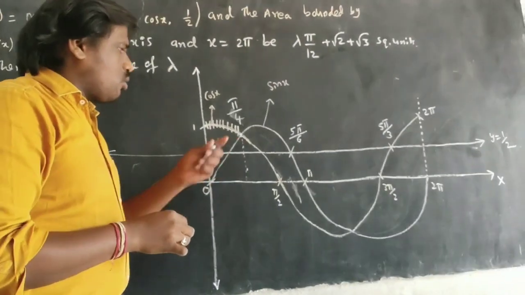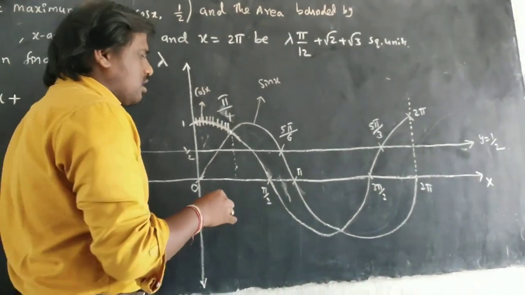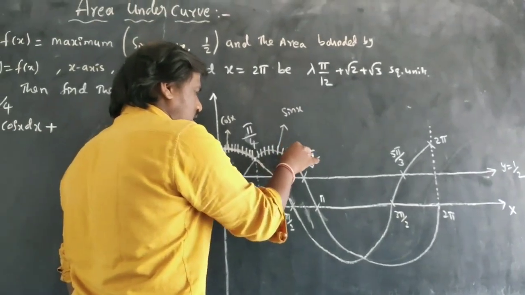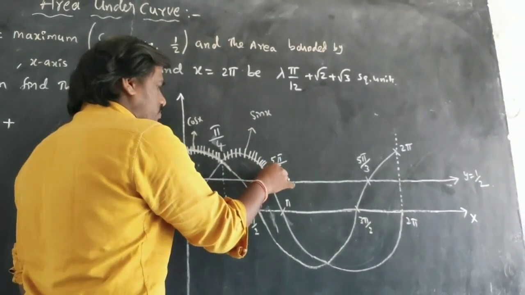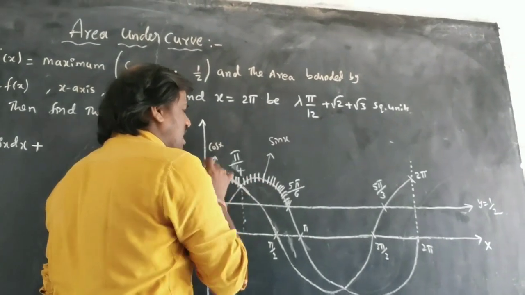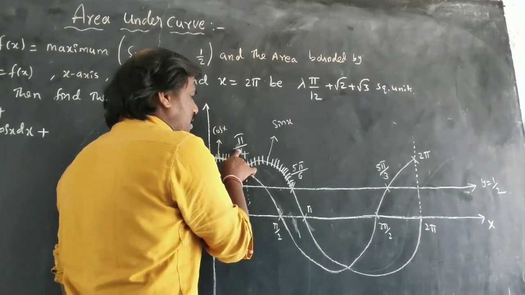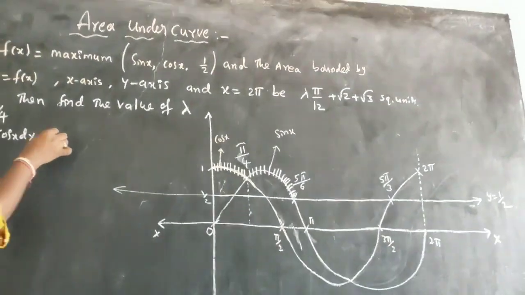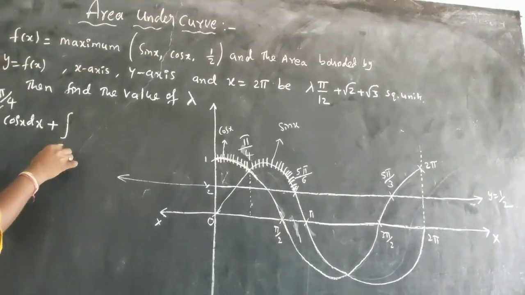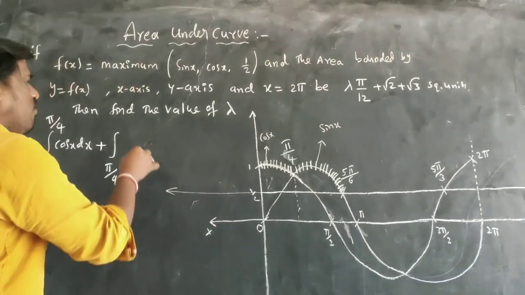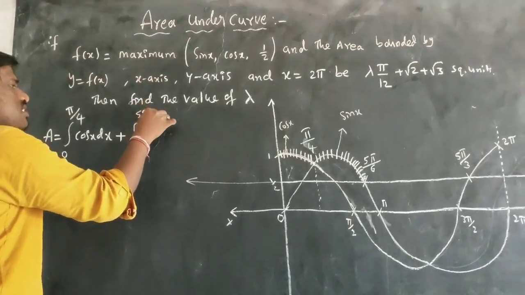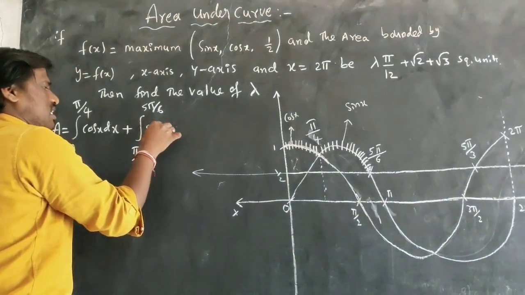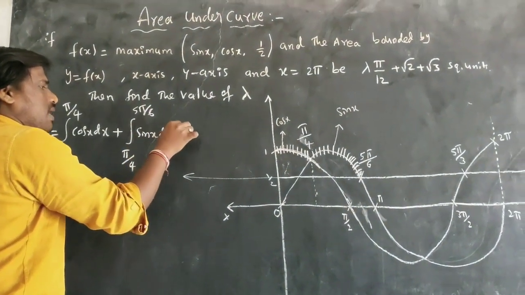Now see here, 0 to π/4 is over. Now who is in the top? Among all the three, this person is on the top. So this graph goes from π/4 to 5π/6. It is the top. So the integration is from π/4 to 5π/6. Who is this function? This function is sin x. Integration of sin x dx. Plus.